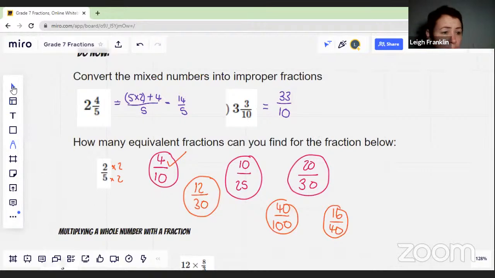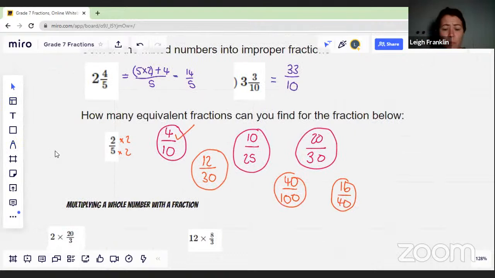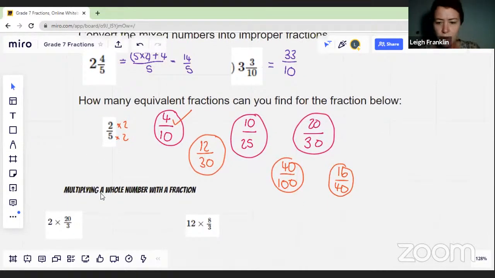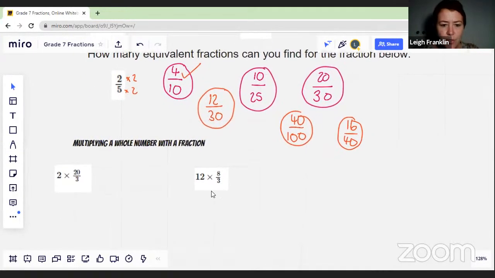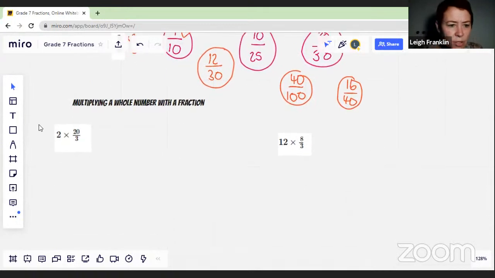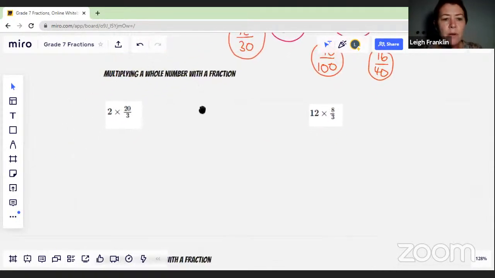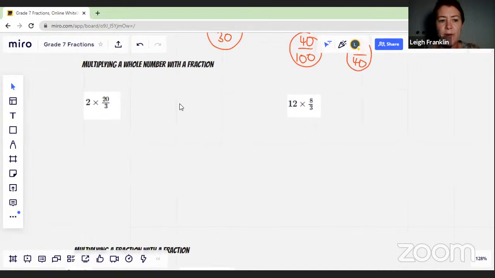Okay, so maybe then we can do, because I want this to be beneficial to you, maybe we can do some questions that are a little bit more difficult. But let's just see how it goes. When we want to multiply a whole number with a fraction, so the whole number being the 2 and the fraction being 20/3, can anyone tell me what am I supposed to do in a situation like this?